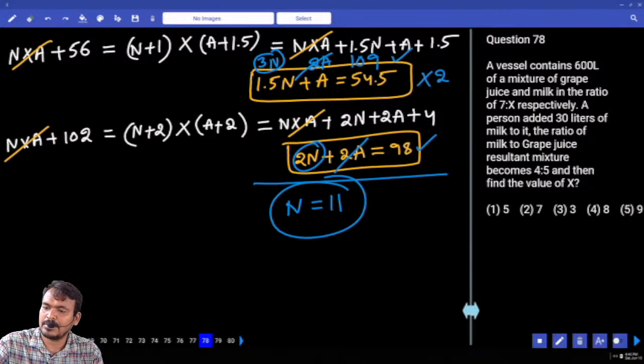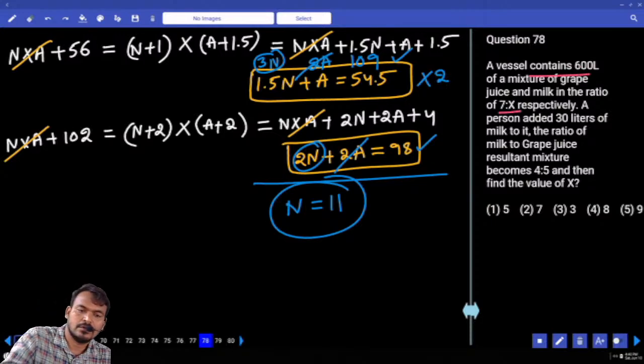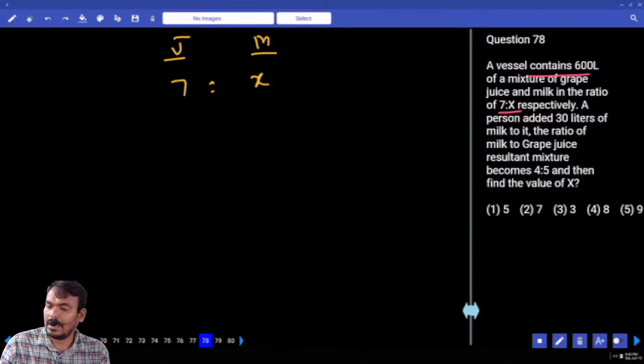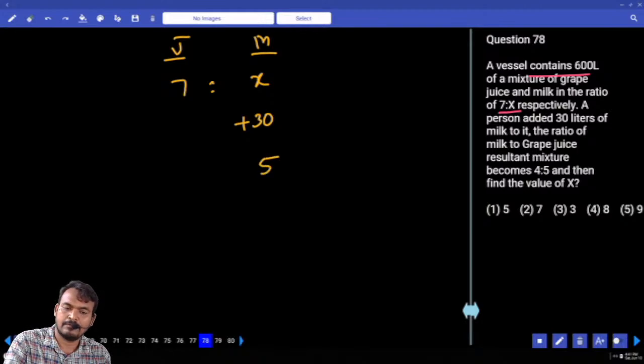First of all, the initial mixture is how much? 600. In that, the ratio of juice and milk is 7 is to x. After adding 30 liters of milk, the ratio of milk to grape juice becomes 4 is to 5. Milk is how many parts? 4 parts, juice is 5 parts.